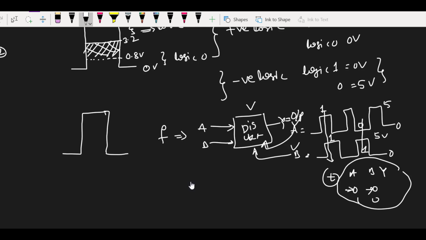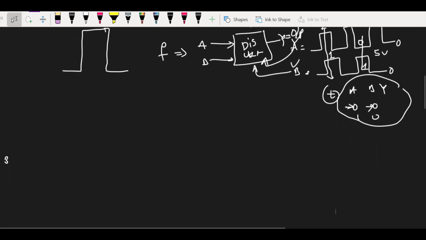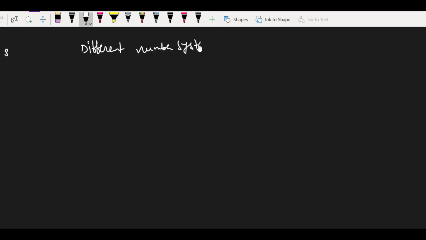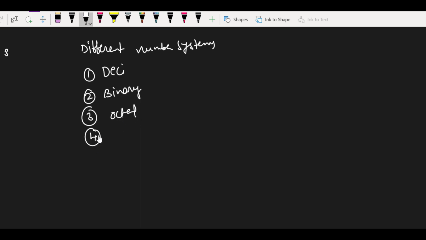Now we'll see the different number systems available in the digital system. We have four number systems: decimal, then binary, then octal, then hexadecimal. So these are the four number systems we use in our day-to-day life.